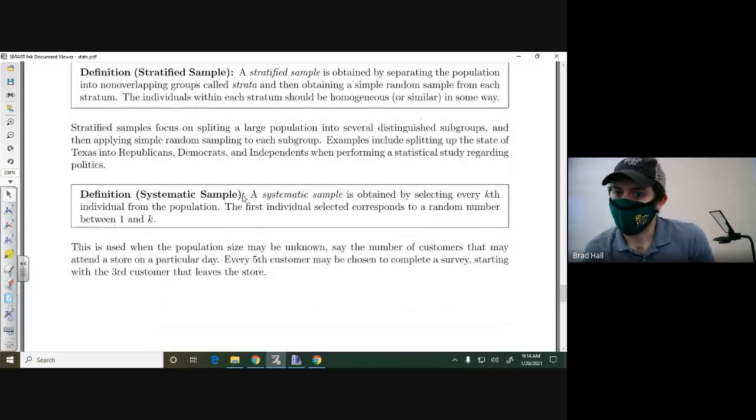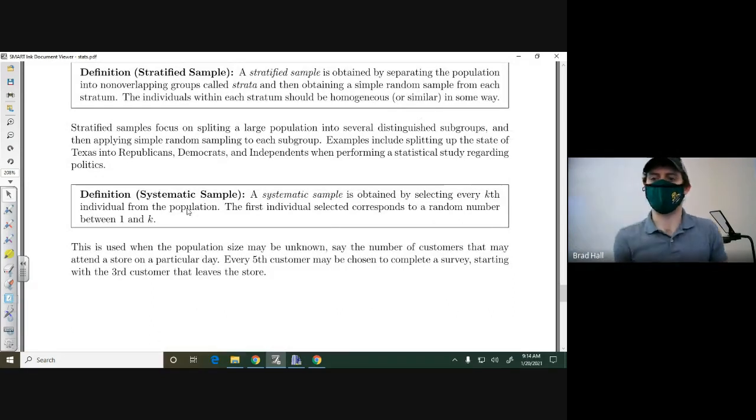A systematic sample is when you select every third person, every fifth person from a group of people. Systematic samples are used when your population may not be known. The example I use here is the number of customers that may attend a store on a particular day.